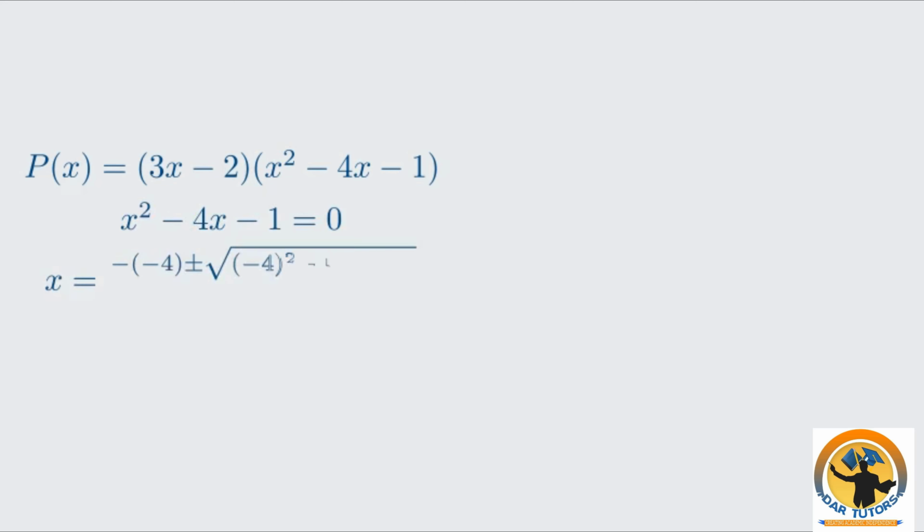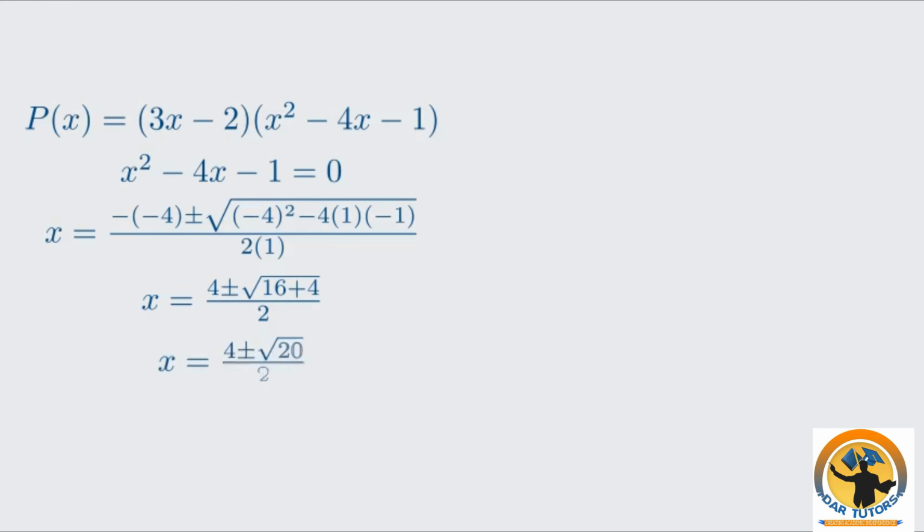So our polynomial is now factored as p of x equals (3x minus 2) times (x squared minus 4x minus 1). The zeros are found by setting each factor to 0. The first factor gives us x equals 2/3. For the quadratic factor, we use the quadratic formula. Using the formula, x equals negative b plus or minus the square root of b squared minus 4ac all over 2a, we get x equals 4 plus or minus the square root of 20 all over 2.